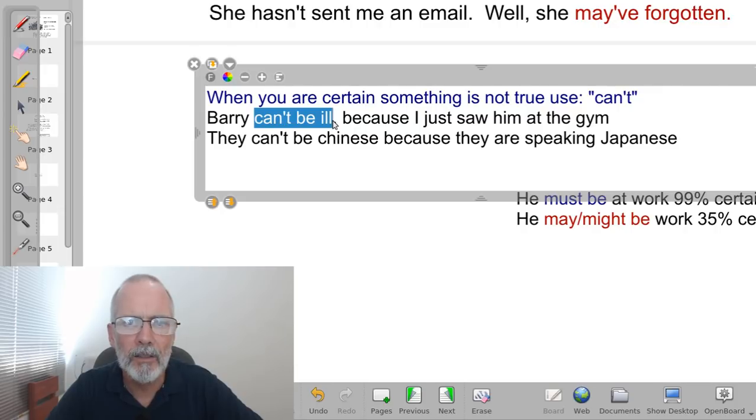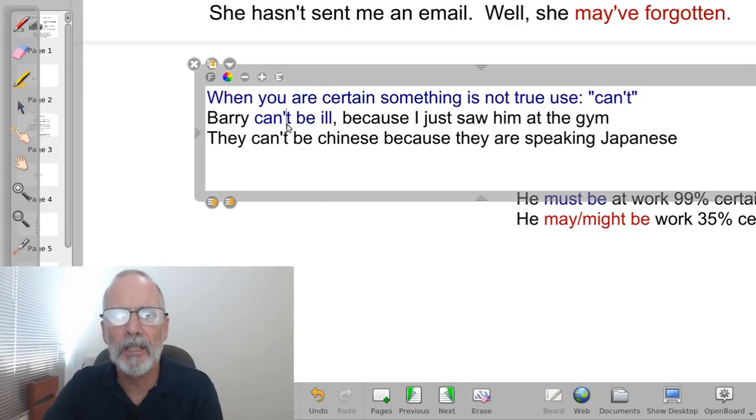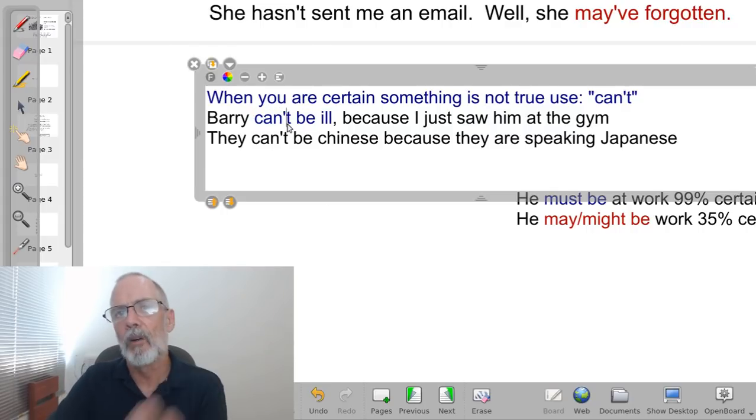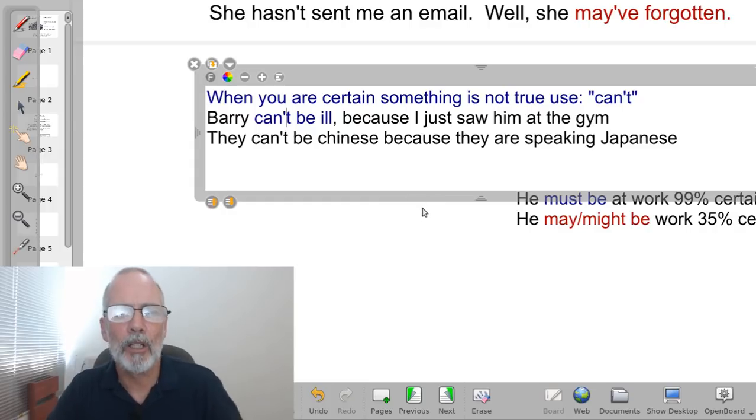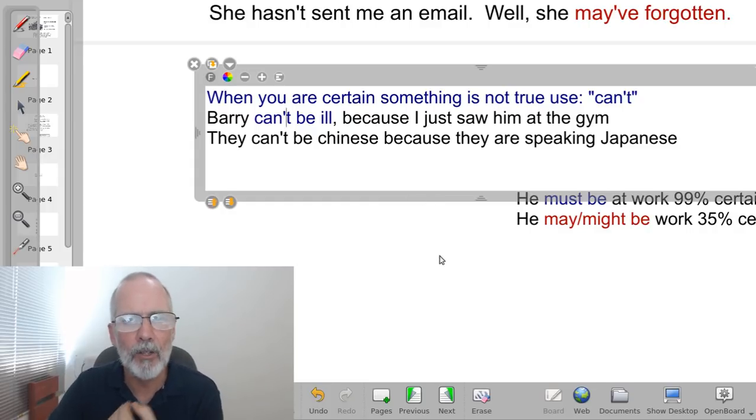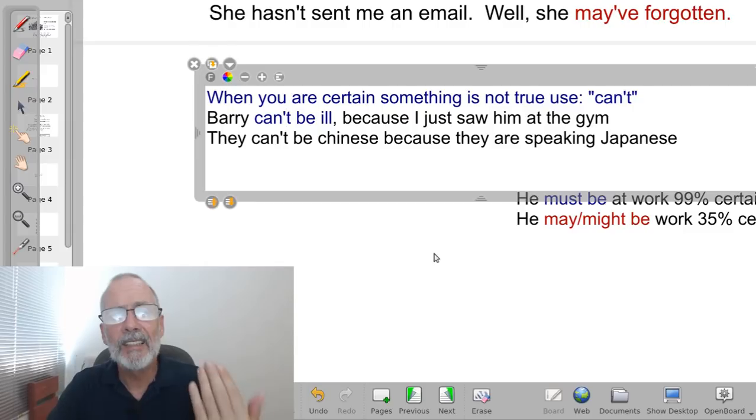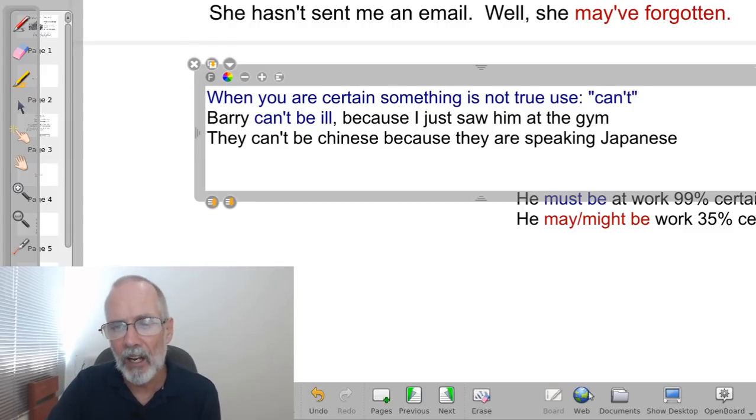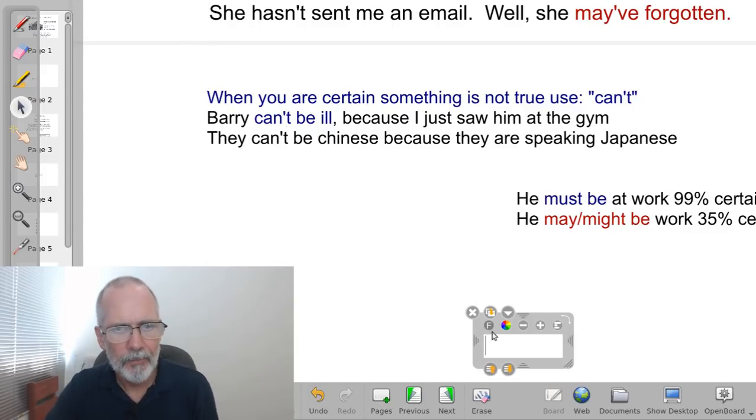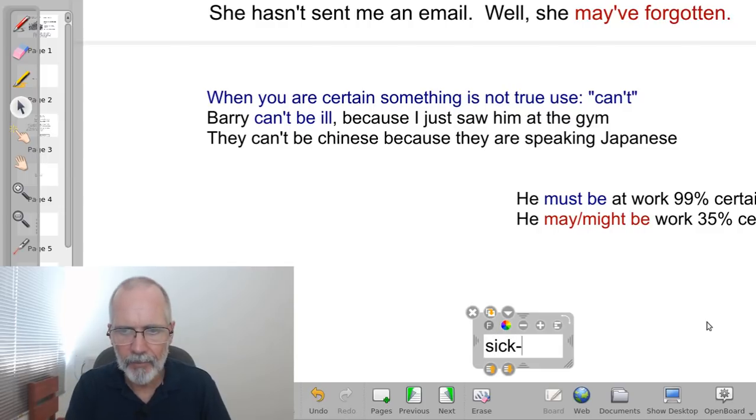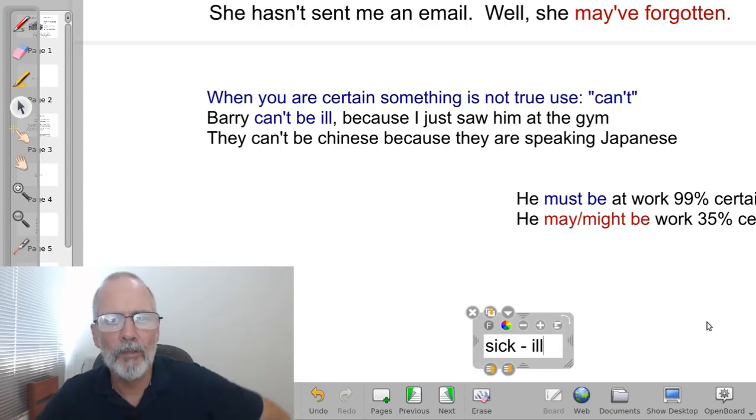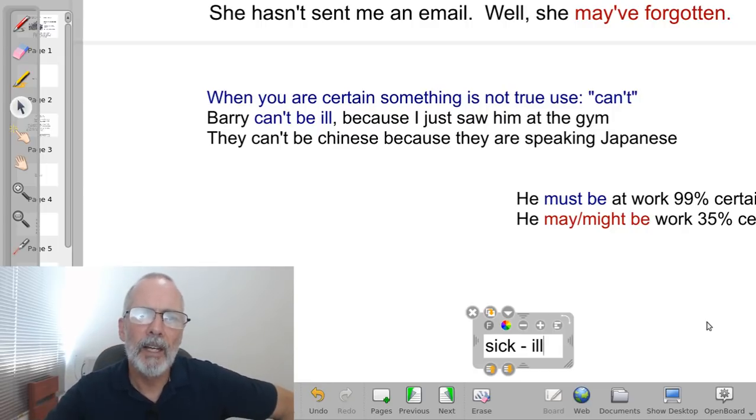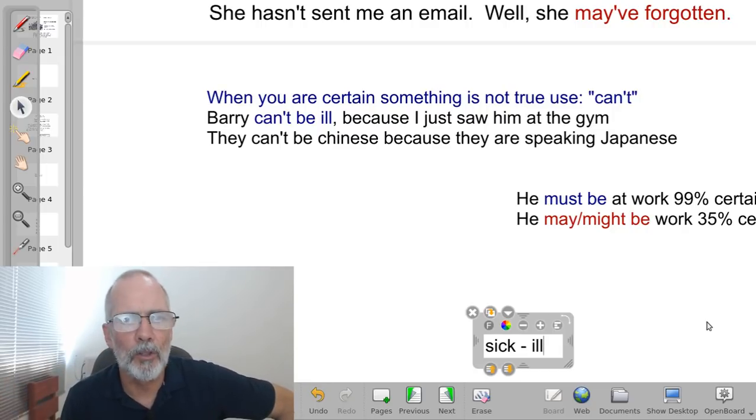Ill means sick. That means if somebody is sick or ill, they can't work. They need to see a doctor. If you're sick or ill, you need to see a doctor. Sick and ill are synonymous. If you're sick or ill, then you don't normally go to the gym.